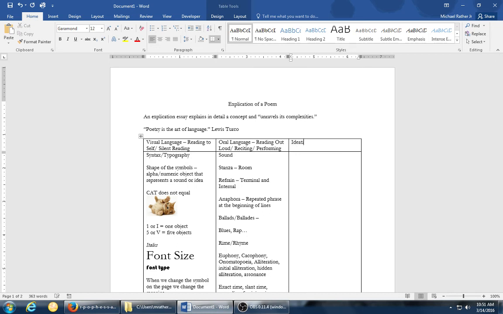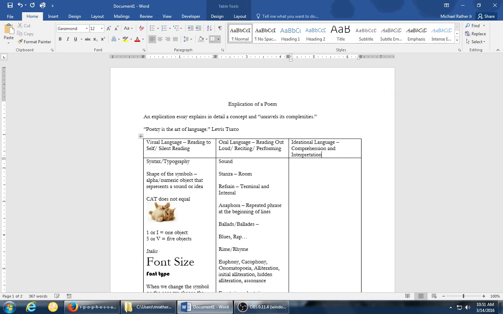ideational language, comprehension, and interpretation. And these are things like figures of speech, and there are some primary ones in the textbook that you should know at this point: simile, metaphor, personification.